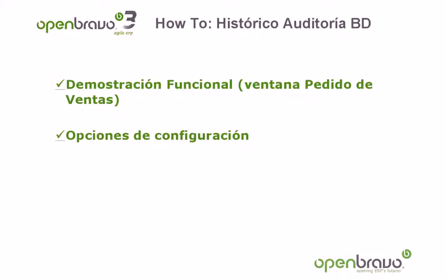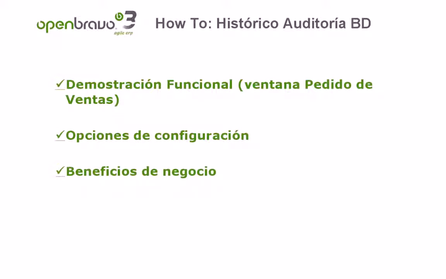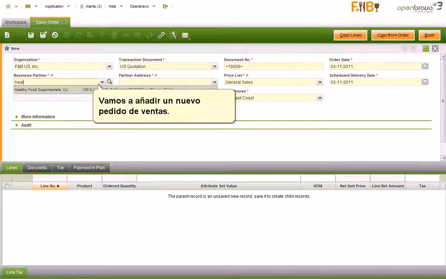Then I'll list the configuration options, which are very basic. And we'll end with a look at the key business benefits that this feature brings. So let's get started with the sales order window. Let's add a new sales order.